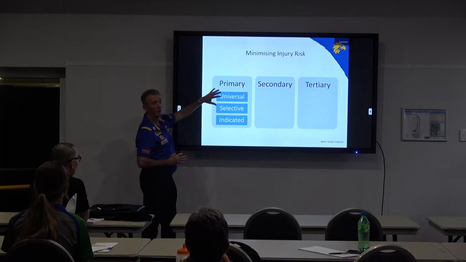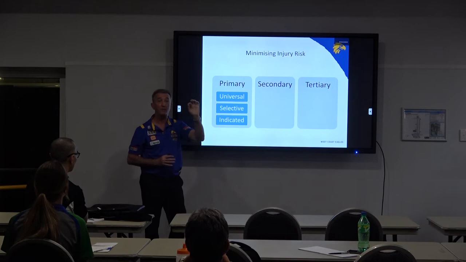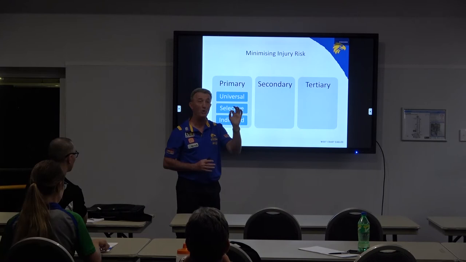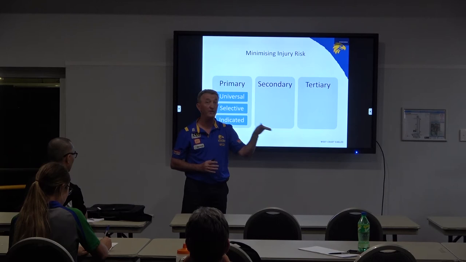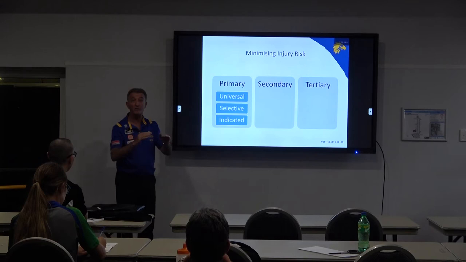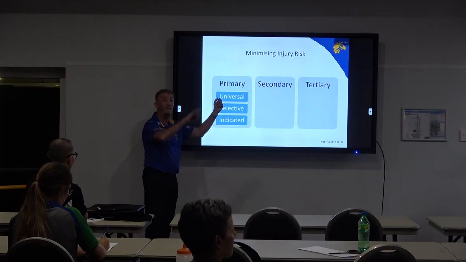So a universal example in AFL of injury protection is a mouth guard. Everyone wears a mouth guard. No matter who you are, no matter what your teeth are, you wear a mouth guard. We're universally trying to prevent dental injuries, right? That's universal. Inoculation against disease is a universal health prevention. So there are some things that you would need to do for every one of your athletes. Everyone, regardless of who they are, universally.